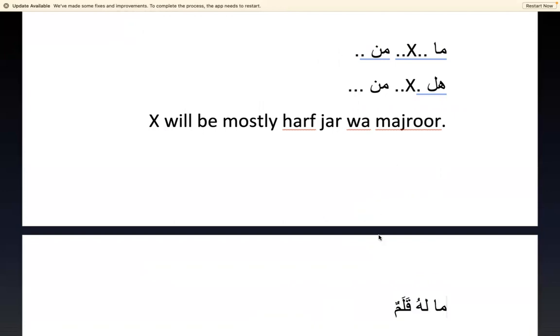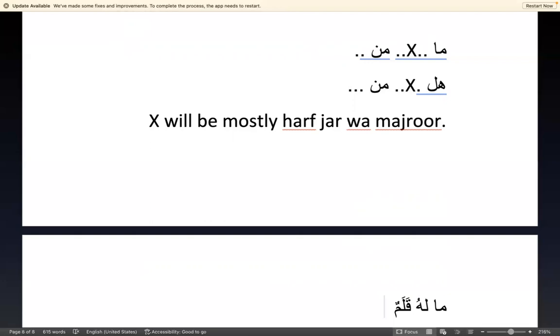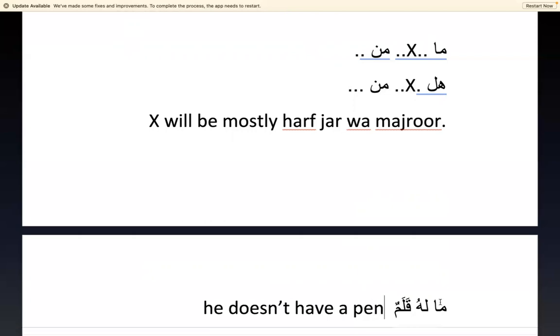Yes, please. How will you translate? I don't have a pen. Oh, this is lahu. So you have ma, harf jar majroor, qalamun. He is not, he has no pen, he does not have a pen. You see here, there is ma, there is harf jar majroor, there is mubtada. Right? So you say he does not have a pen.